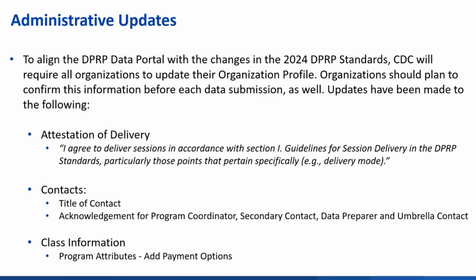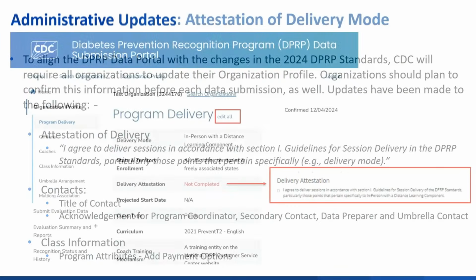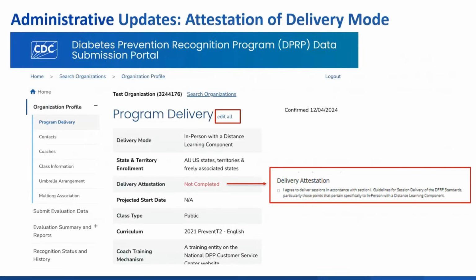We have bulleted the 3 new changes that you will see as you open your organization's profile: attesting to the delivery mode, updating the contact titles, and expanding on any class information details. Again, CDC is going to require that all organizations update and/or confirm their organization profile. Here we see the new delivery mode attestation.